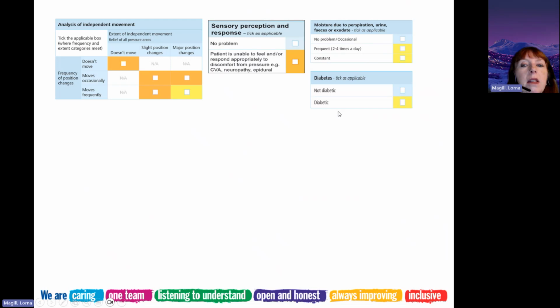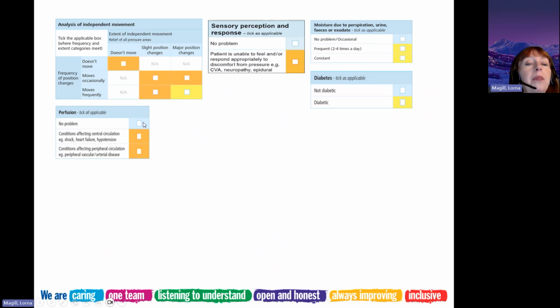Next, we have diabetes. A blue box if the patient is not diabetic, not increasing their risk, and a yellow box if the patient is diabetic. People have asked how we categorize pre-diabetes. So on the electronic version, I have added a little line here just to say if the patient is pre-diabetic, they are not diabetic, just to be nice and clear for everyone completing it.